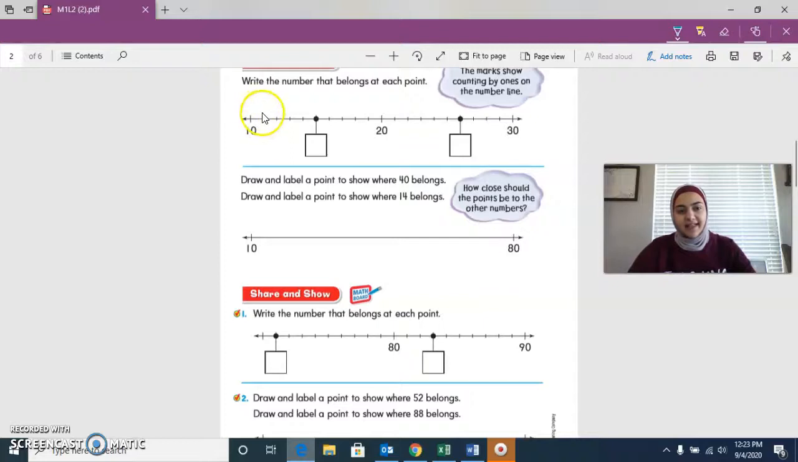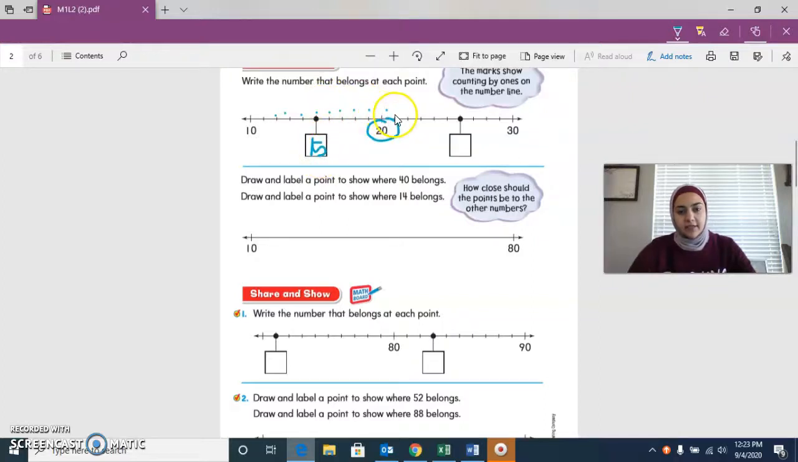So if this is 10, then this is 11, 12, 13, 14, 15. I'm not going to write 15 yet. I have to make sure that's right. 16, 17, 18, 19, 20. Yep, that is right, because when I counted up, the number they wrote here is 20, and if this is 20, then this one must be 15.